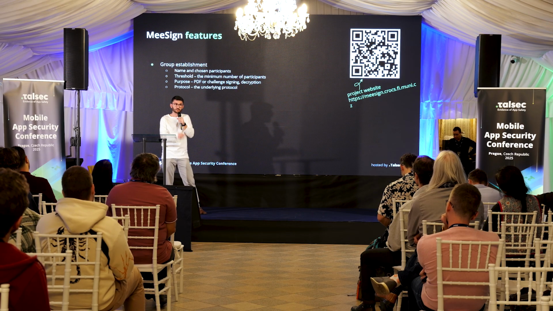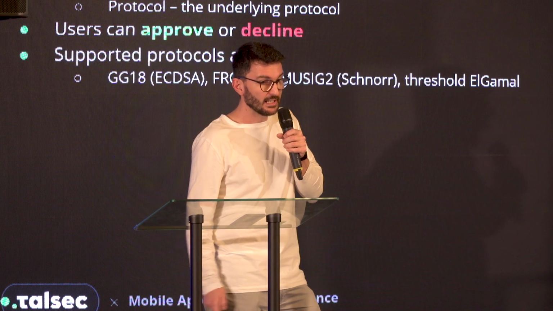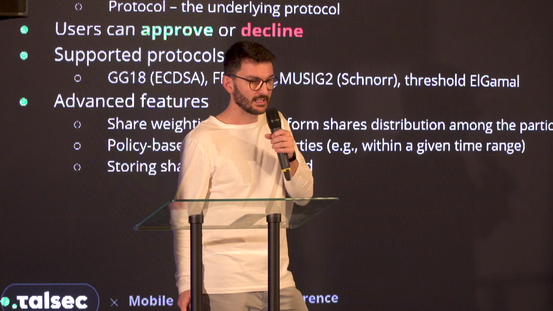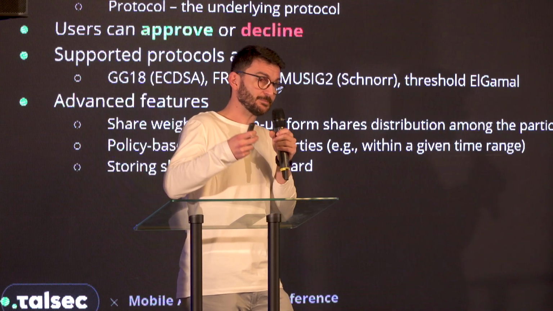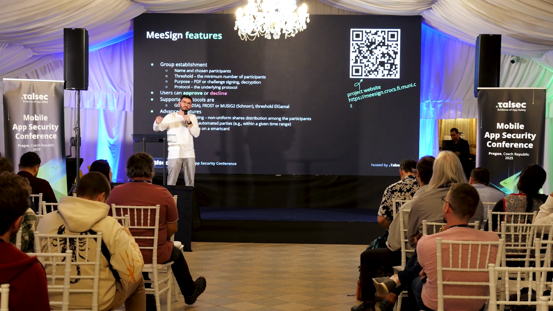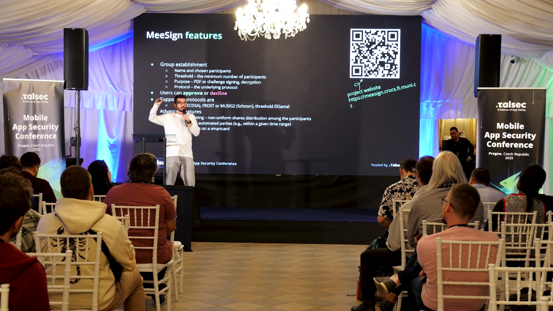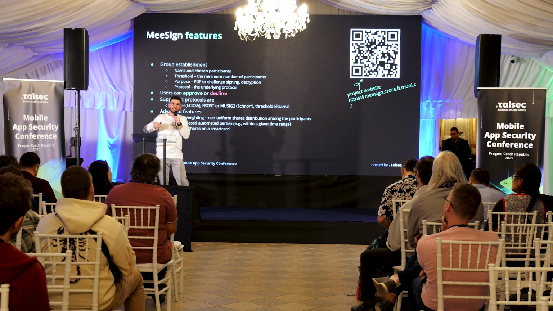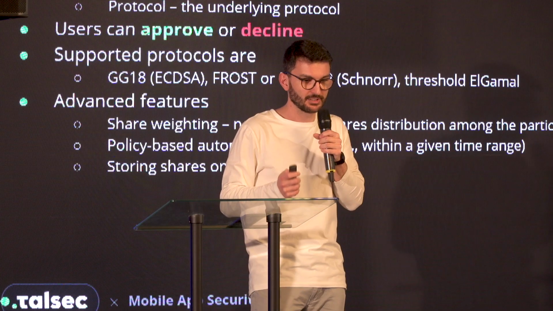You can also pick the underlying protocol, because now there are many more protocols than in the single party case. And the users can then approve or decline. This is where the multi-party nature comes into play. There are several supported protocols, and there are some advanced features like share weighing. Let's imagine that you have some kind of setup where someone has higher rights, higher responsibility, and so you can give them bigger shares, or a bigger number of shares. When you need to reach the threshold, it's easier to reach it with this participant, because instead of 1 share, they have 2 or 3. And this then affects the resulting signature.